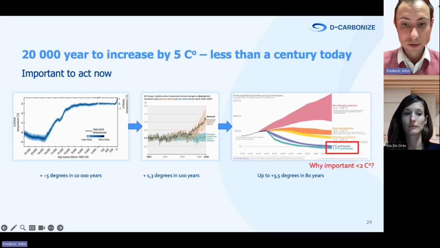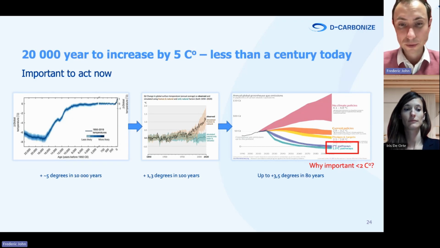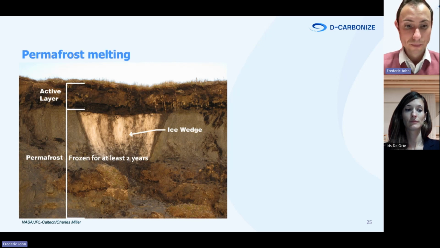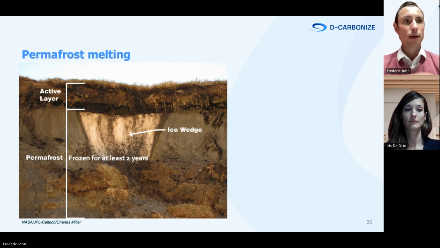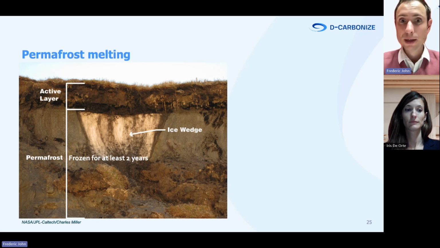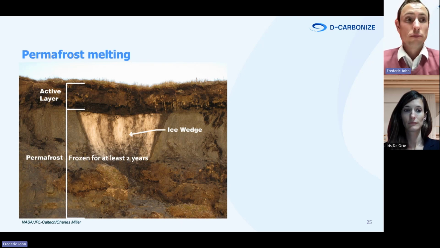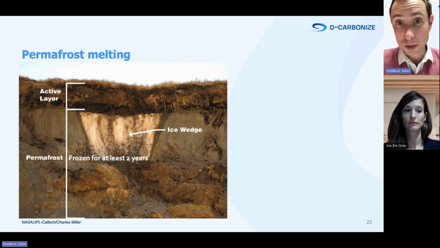So, as I mentioned, it's very important to stay below 2 degrees Celsius, and I would like to share with you some of the reasons why. First, you will have accelerations of natural effects that will start happening at a global warming of around 2 degrees, according to experts. One of the best known is the fact that permafrost is melting. So first, what is permafrost?